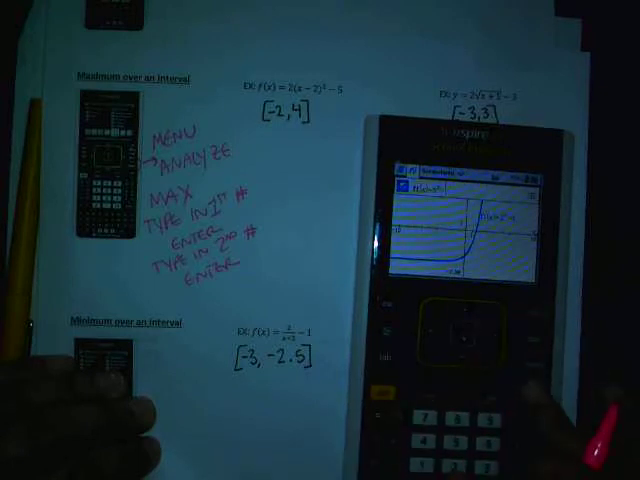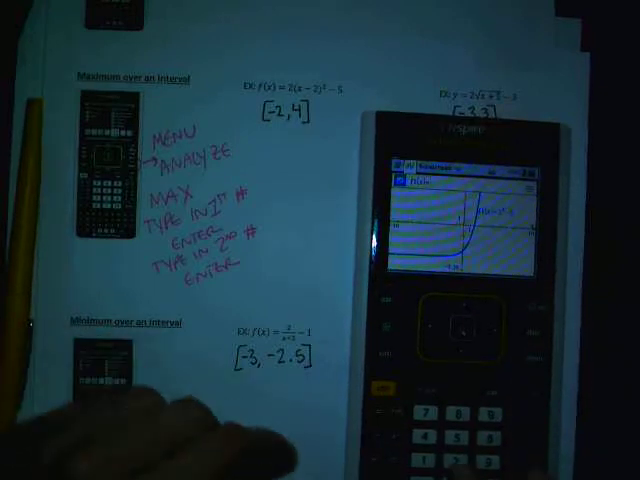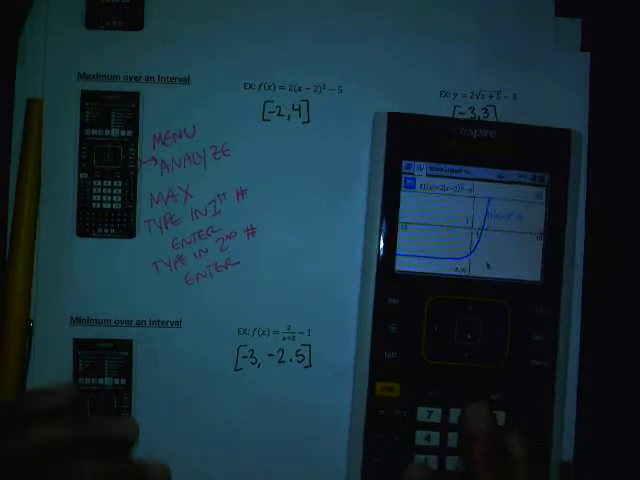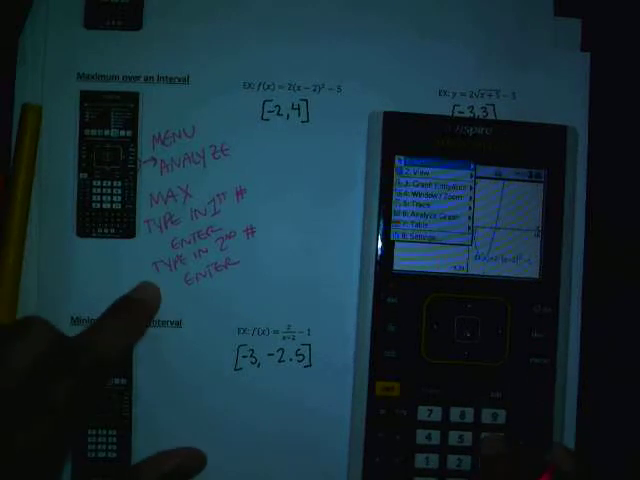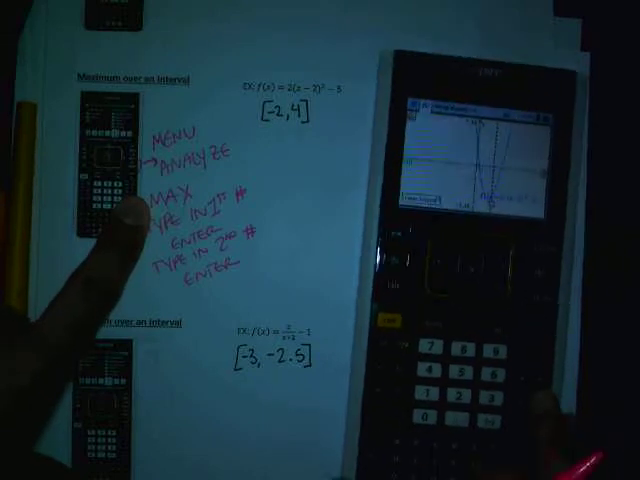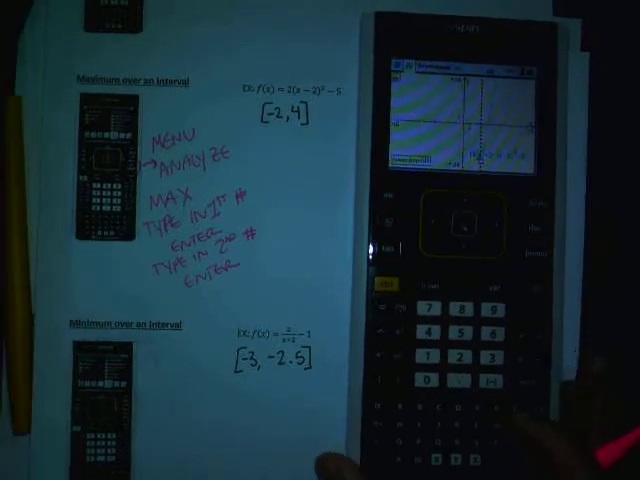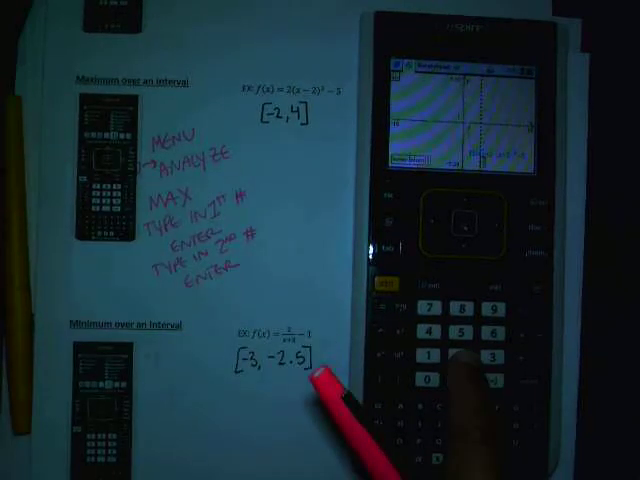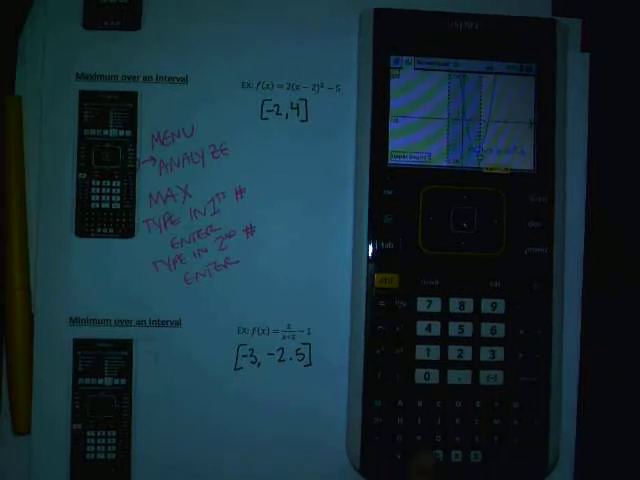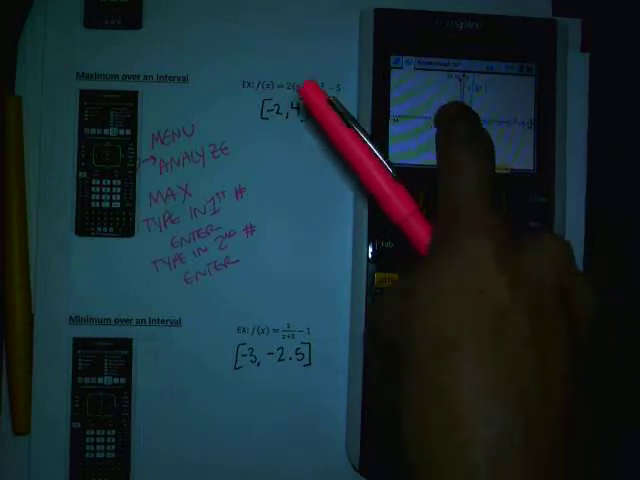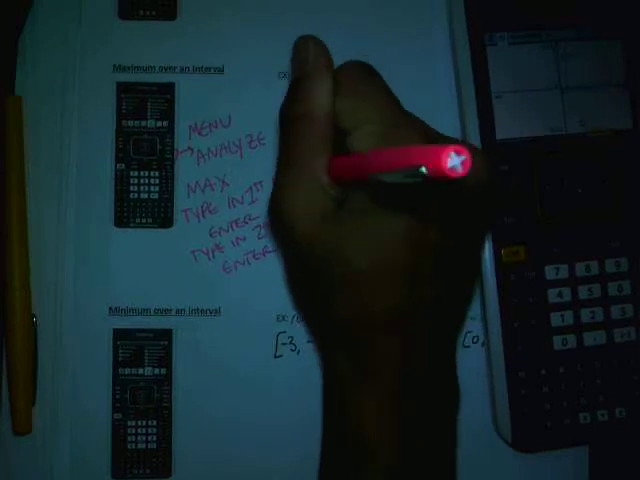All right, so put my function in. 2 parentheses x minus 2 squared minus 5. So, menu, analyze your graph. I'm going to do maximum because this is asking for maximum. And I don't want to use the dotted line. My interval is -2, 4. So I'm literally going to type -2 and hit enter. And then literally type 4, hit enter. And then your point will pop up. The y value is the answer.